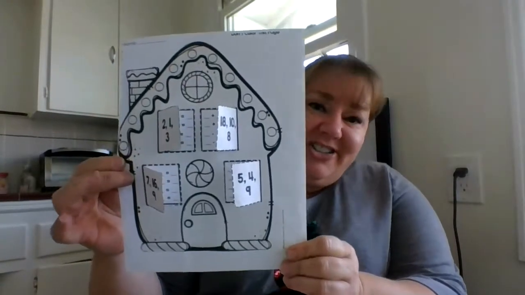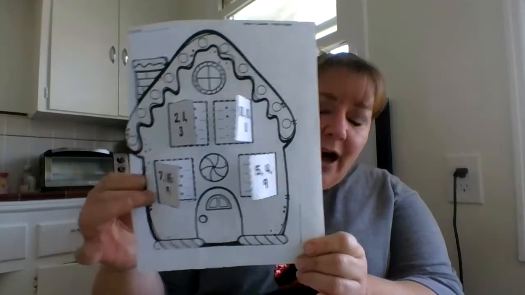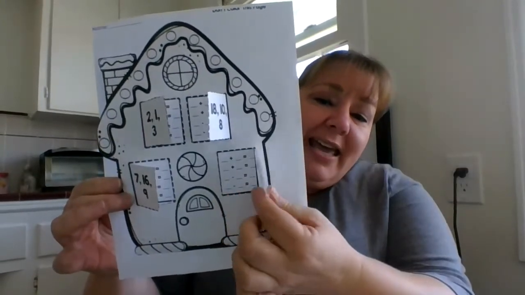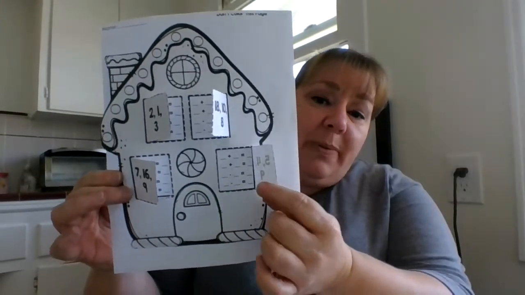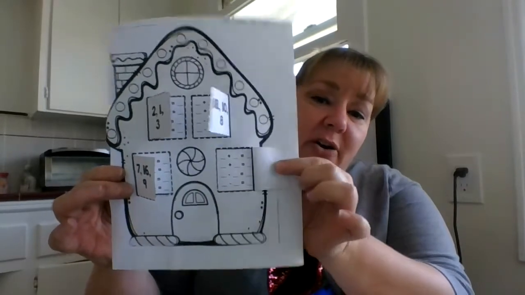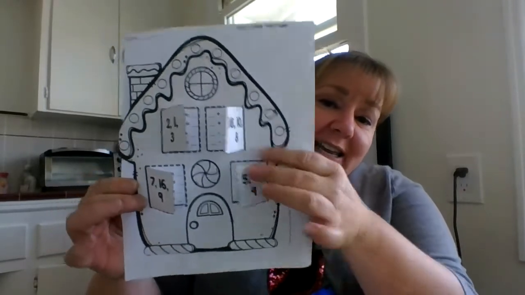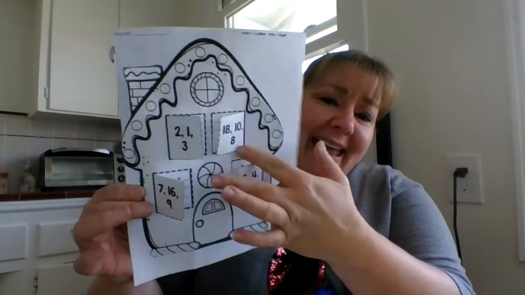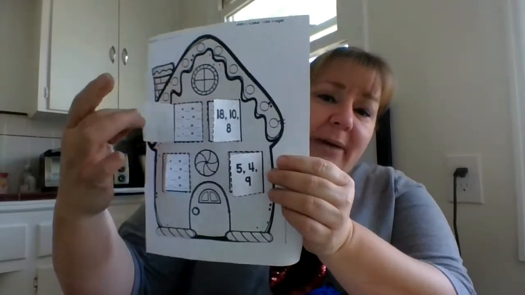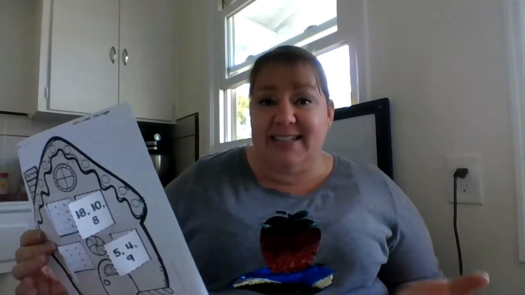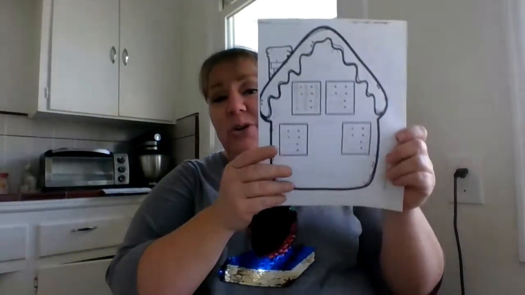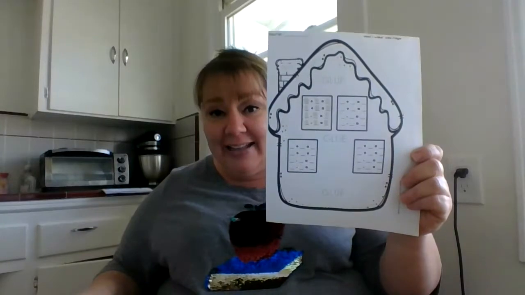This is your gingerbread fact family house. So check it out. Each little window is going to open and your answers are going to be under each little window. It's kind of cool, but there's a lot of steps and a lot of pieces that have to go into making this. The first step is to write our answers.